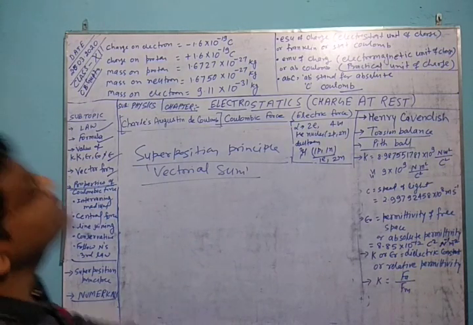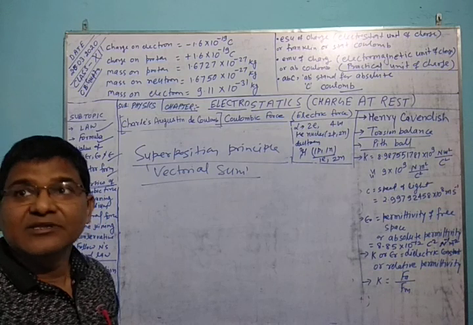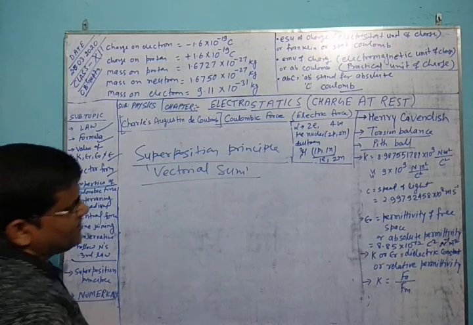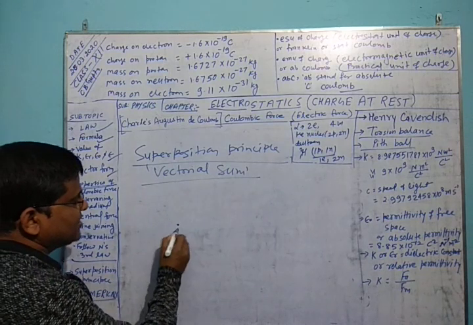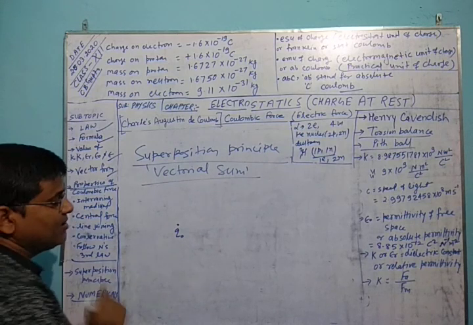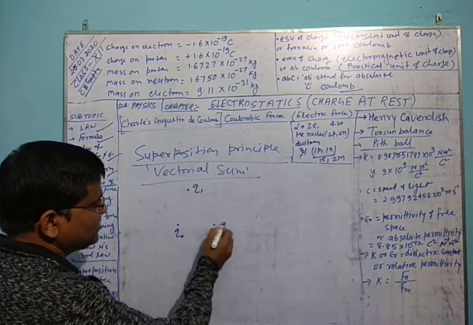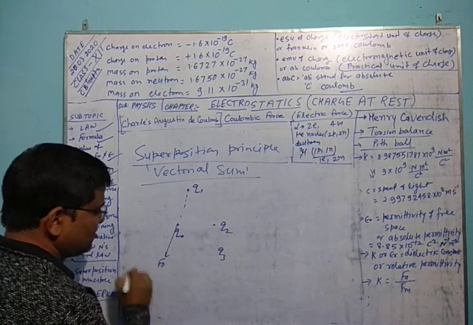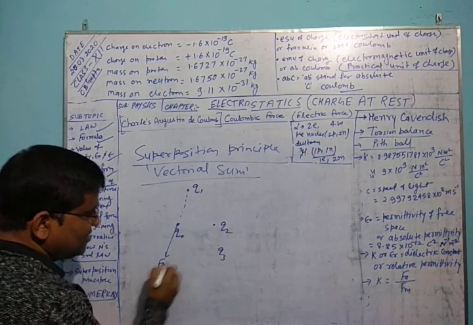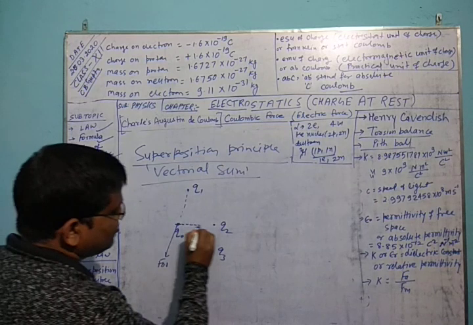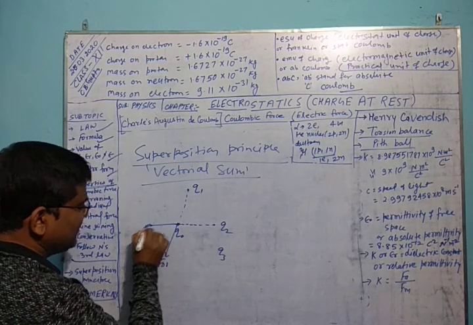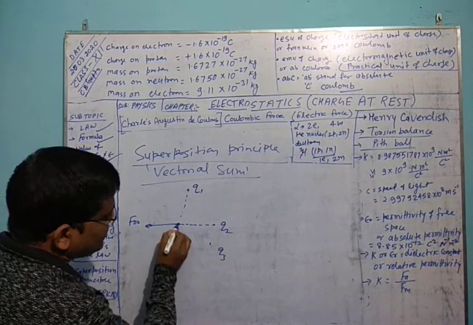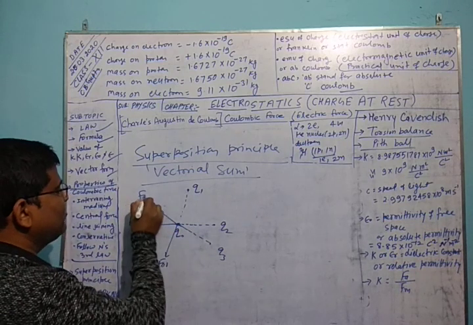What is a vectorial sum? It is the very basic thing. Suppose a charged particle Q naught is kept here, and this one is Q1, this one is Q2, this one is Q3, with lines joining them. This is the force on particle Q naught due to particle 1, F naught 1. Then the repulsion force due to particle 2, F naught 2, and due to particle 3, F naught 3.